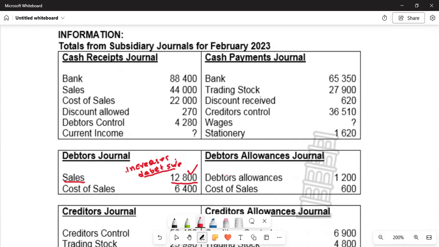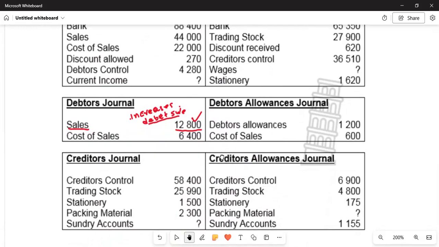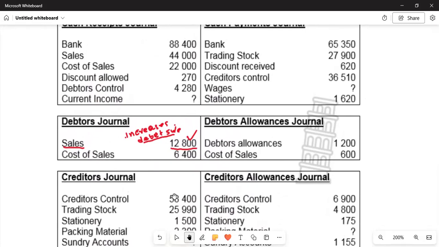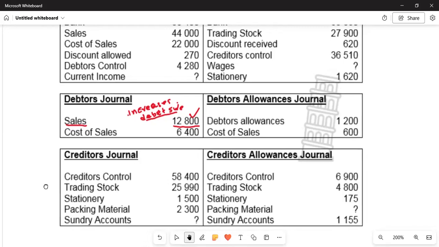Also, we have what? Let me see. All of this. As you can see, we want to see on the debit side of our debtors control, what else are we going to put? So we can see here under debtors allowance, there is nothing. Even under creditors journal, there is nothing. Also under creditors allowance journal, there is nothing that talks about the debtors on the debit side where it is going to increase more.